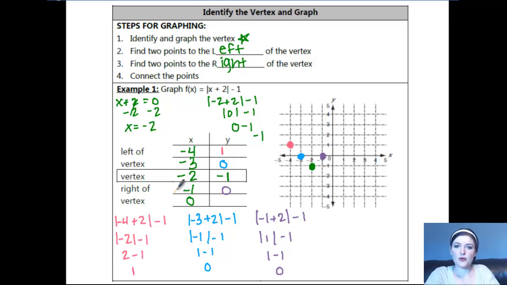And then my final point, I'm plugging in 0. So 0 plus 2, minus 1. The absolute value of 0 plus 2 is 2. The absolute value of 2 is 2, and 2 minus 1 is 1. So I go to the point 0, 1. And I plot that point. Now you can see the V shape of my graph. Now I'm just going to connect my dots and put arrows on the ends.